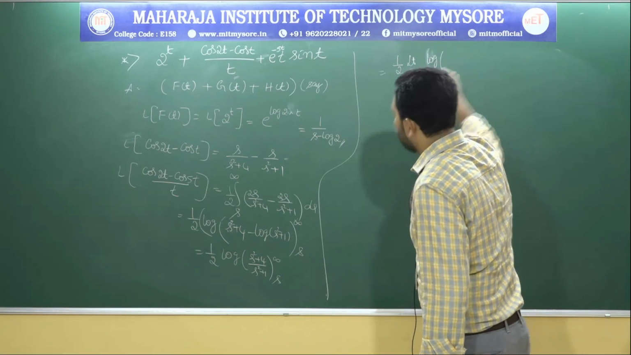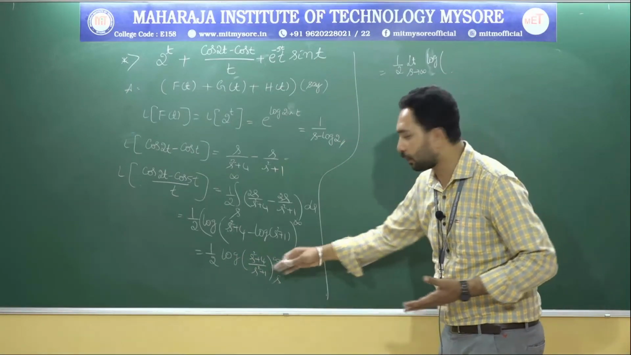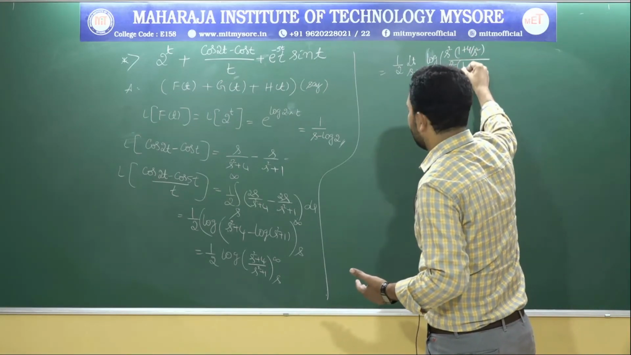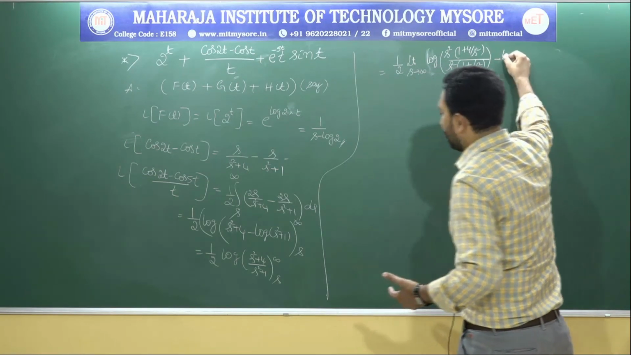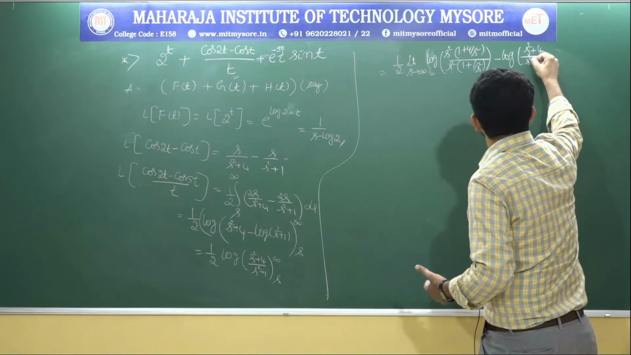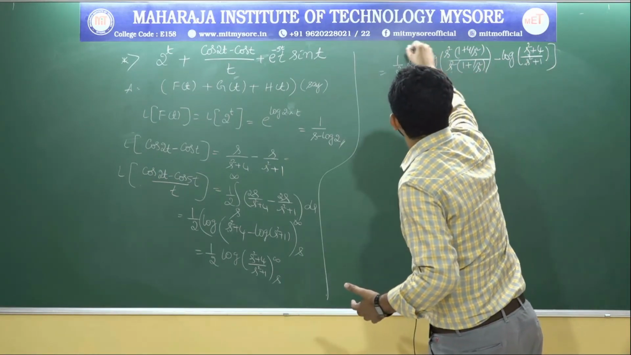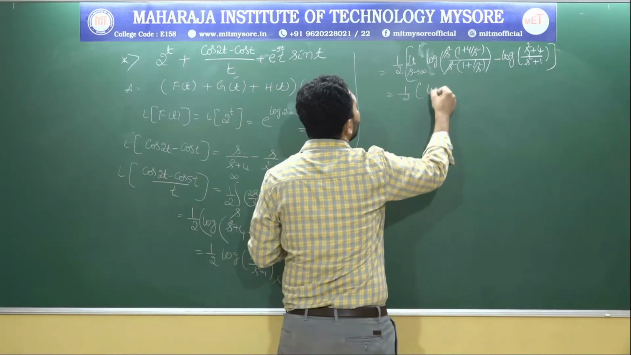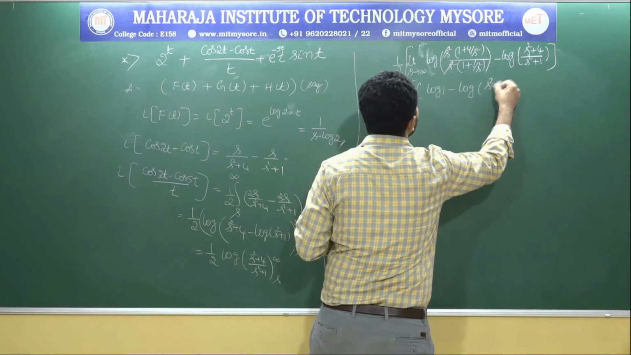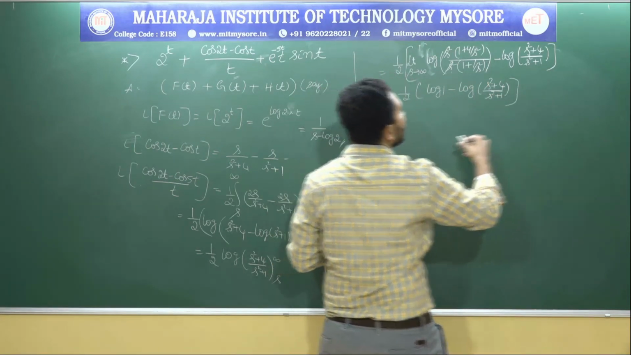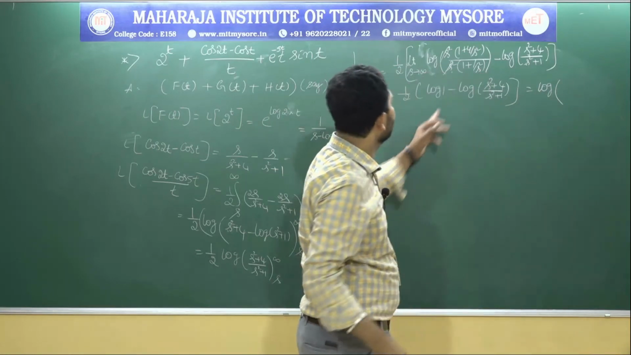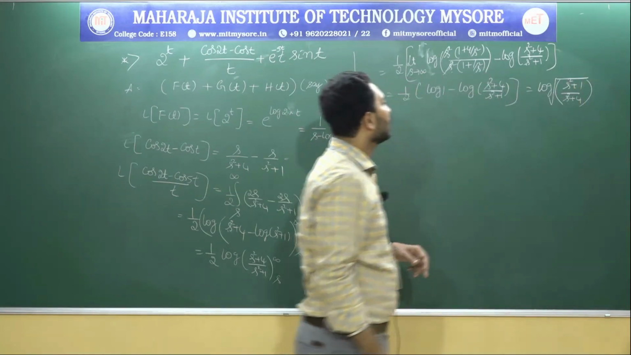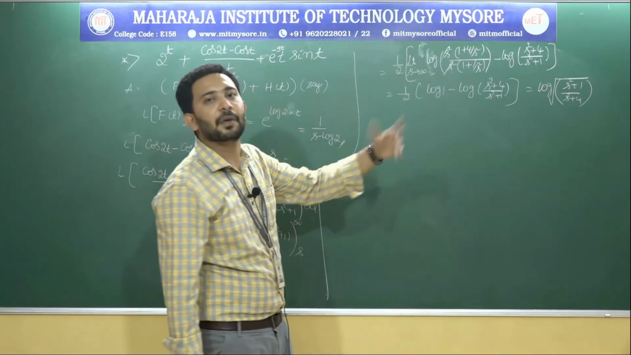I'll directly take s square as common, because we already know these types of problems. It is 1 plus 4 by s square divided by, again s square common, 1 plus 1 by s square, minus the lower limit, log of s square plus 4 divided by s square plus 1. So s square cancels, apply s tends to infinity, and we get 1 by 2 into log 1 minus log of s square plus 4 divided by s square plus 1. So the final result: log 1 is 0, this minus goes inside, so it is s square plus 1 divided by s square plus 4, and the 1 by 2 becomes the root, that is log of m power n.